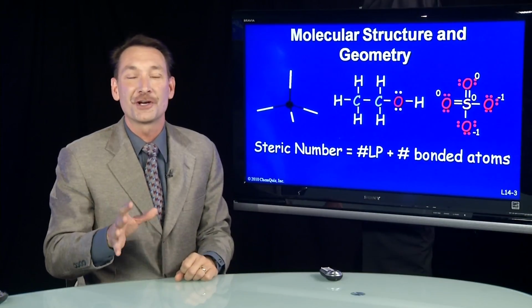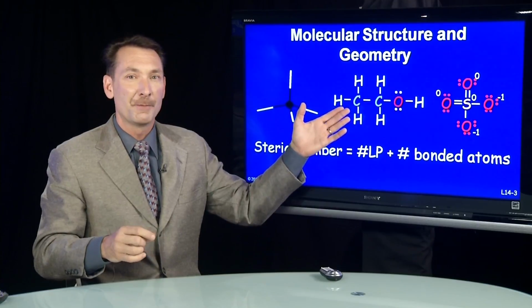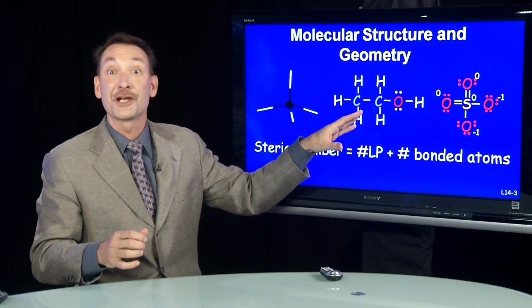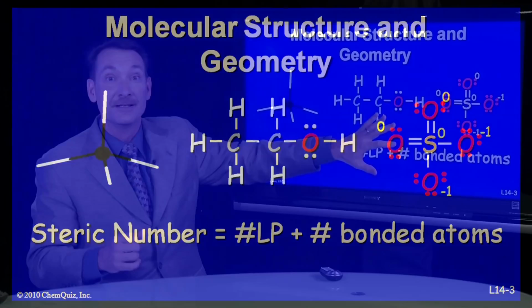Let's talk about molecular structure and geometry. A good starting point to talk about it would be the Lewis dot structure, but I think you can tell that Lewis dot structures are going to be limited. Here I've drawn a couple, and we always draw them in the plane of the piece of paper or the plane of the screen.